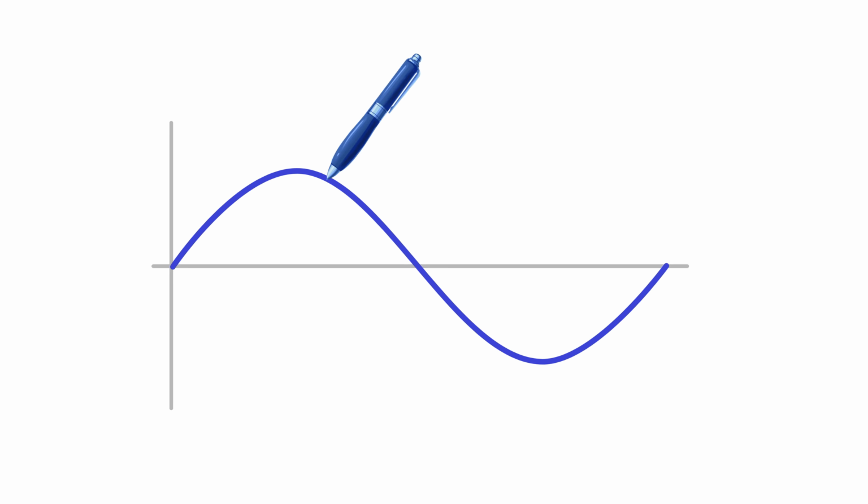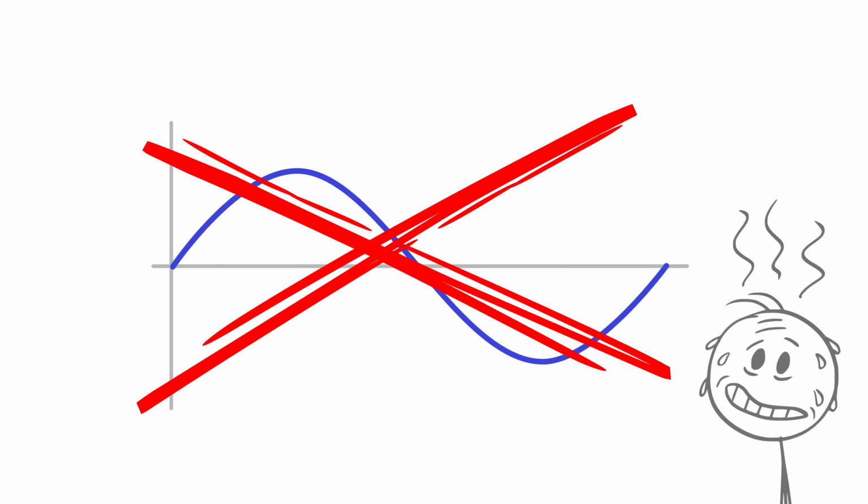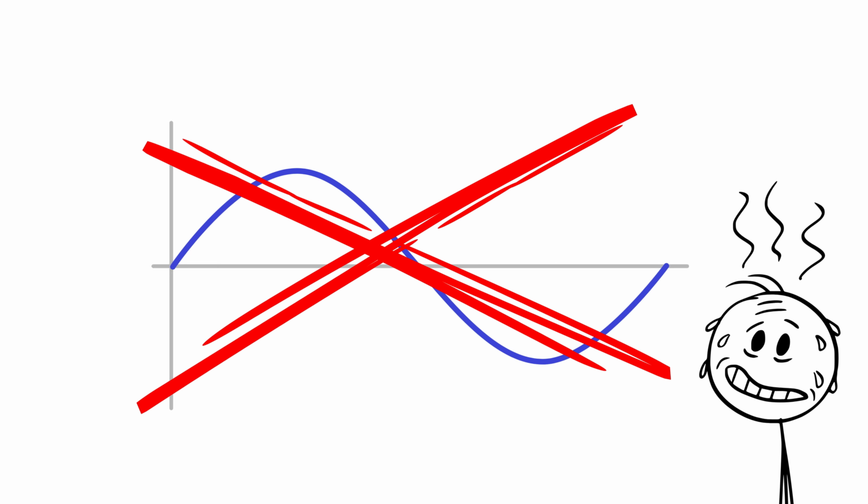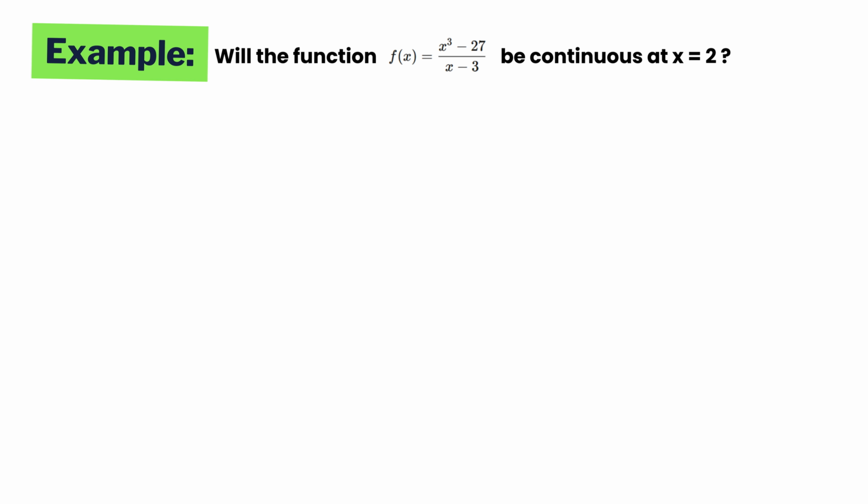Now that we know how to check if a function is continuous at a point just by looking at the graph, what happens when we want to work out if a function is continuous, but they don't give us the graph? Like, for example, this question asks if the function is continuous at x equals 2, but they don't give us a sketch.